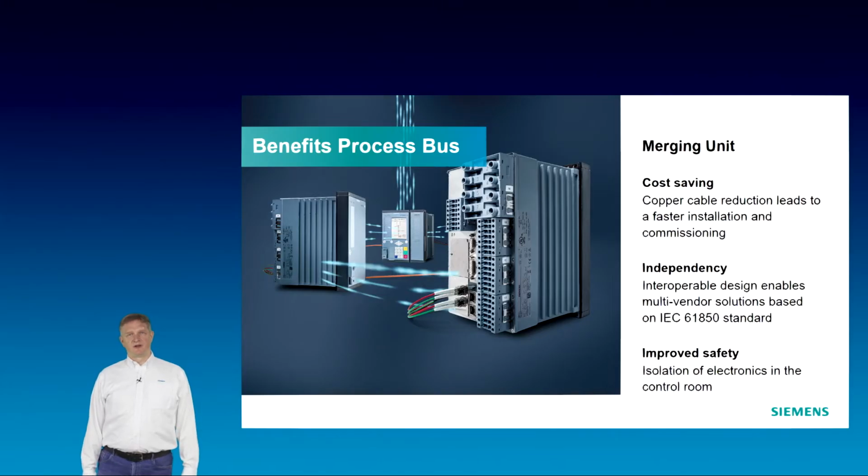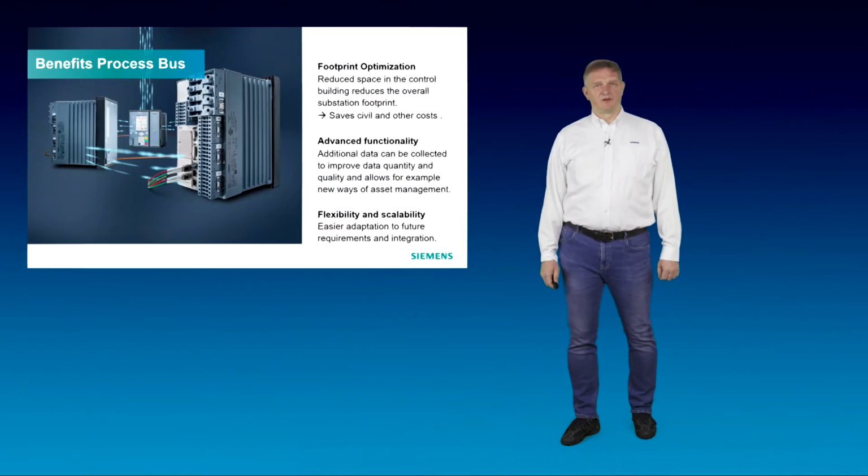You save costs by reducing copper cables, which leads to faster installation and commissioning, among other things. You increase independence through an interoperable design that enables multi-vendor solutions based on the IEC 61850 standard. Smaller protection devices, cable trays and so on reduce the required space in the control building and shrink the overall footprint of the substation, which saves civil and other costs.